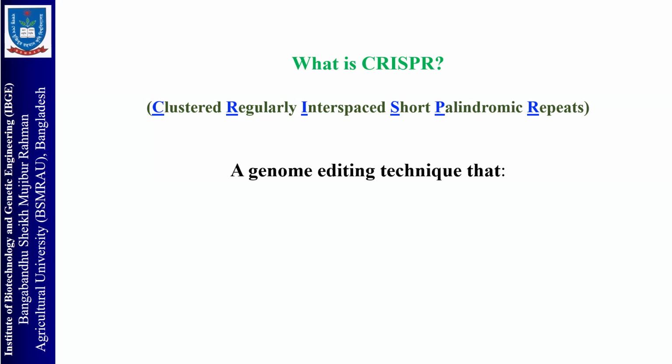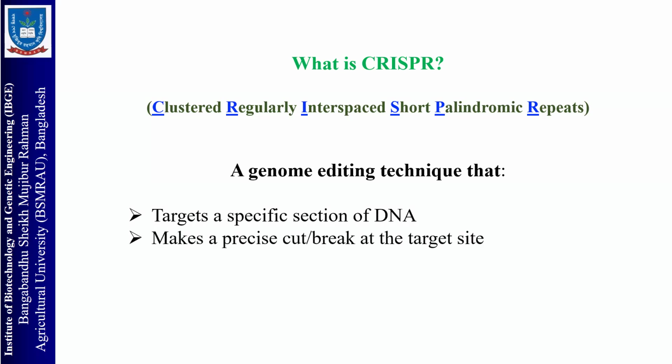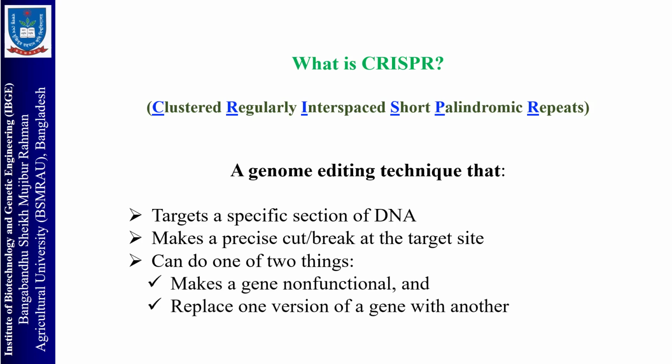So CRISPR is now the most popular genome editing technique that targets a specific section of DNA and makes a precise cut or break at the target site, and can do at least one of two things. The first one makes a gene non-functional if it is carrying a negative, bad, detrimental, or undesirable gene in an organism, you can make it non-functional.